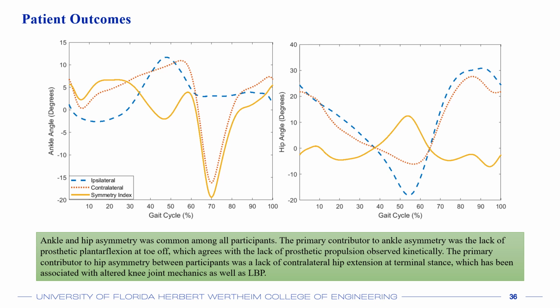With respect to hip asymmetry, this was also common between participants and could typically be attributed to a lack of contralateral hip extension. So as you can see in the hip angle plot on the right, the red contralateral hip angle did not quite reach that of the ipsilateral, and this was consistent between participants and has been associated with altered knee joint mechanics, suggesting universally altered knee joint mechanics in the patient population of this study.